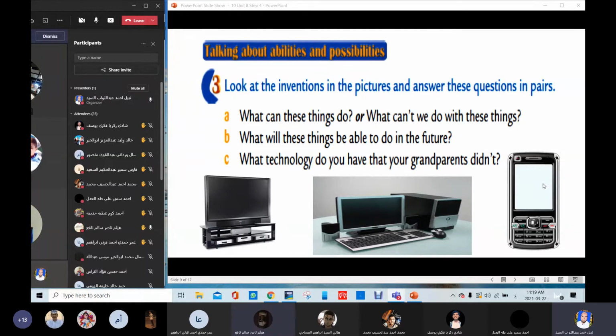Play games and what can't? We are talking about negative, not positive. You can play games with the computer or with the mobile phone, but what can't you do with the mobile phone? Nowadays, we can't pay money using the mobile phone. If you can send a message or something like this, you can pay for the bills using the mobile phone.